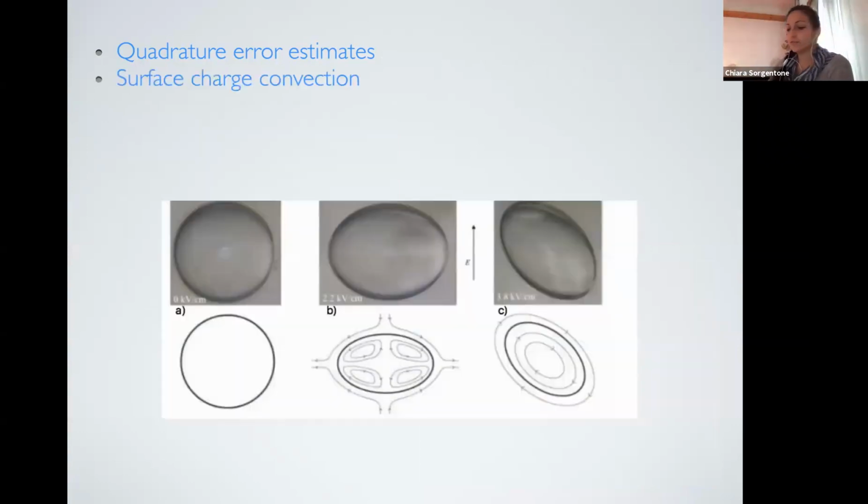And then I would also like to relax, at the beginning, when I introduced the electric field equations, I told you that I'm neglecting all the unsteady terms for the charge density. So I would like to consider instead also these terms and the charge convection, because this can lead to more dynamics, like for example, the Quincke regime. So the drop will start tilting and rotating. So we are working on this now.